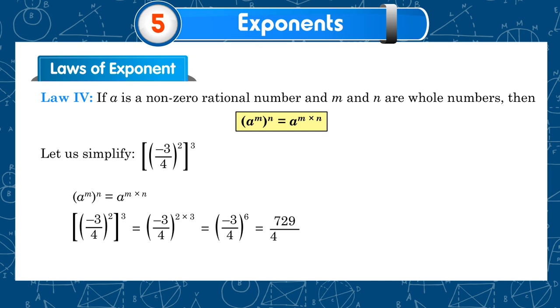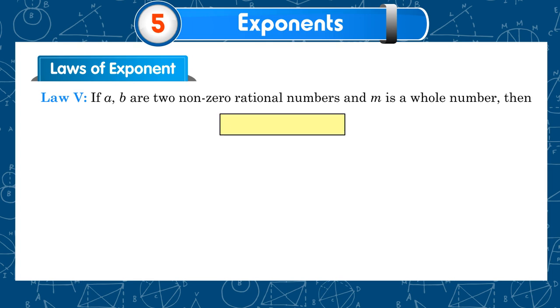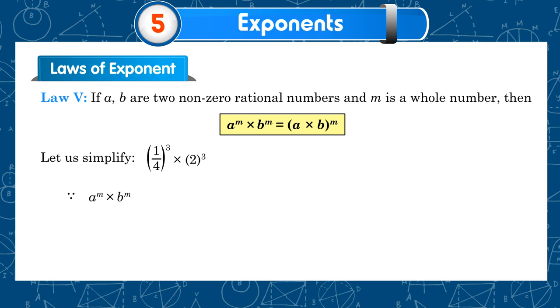Law 5. If a, b are two non-zero rational numbers and m is a whole number, then a raised to the power m into b raised to the power m equals a into b raised to the power m. Let us simplify. 1 upon 4 cube into 2 cube, as a raised to the power m into b raised to the power m equals a into b whole raised to the power m.